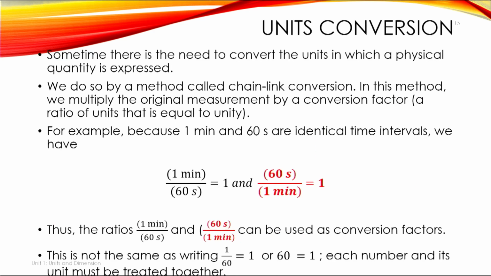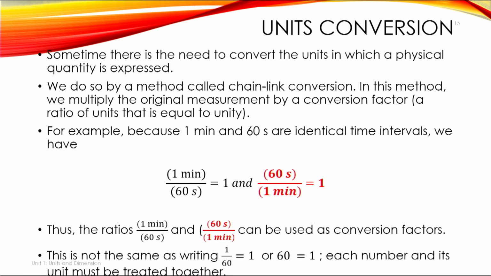We also have unit conversion. Sometimes there is a need to convert the unit in which a physical quantity is expressed. As we see on the screen, we can convert between minutes to seconds. So we use what we call a conversion ratio, or we implement a method called chain link conversion. In this method, we multiply the original measurement by a conversion factor. When we mean a conversion factor, we mean a ratio of units that is equal to unity. Please take a look at the screen.